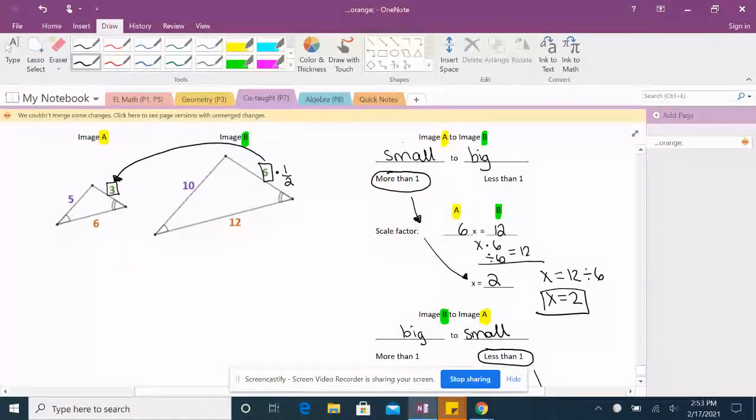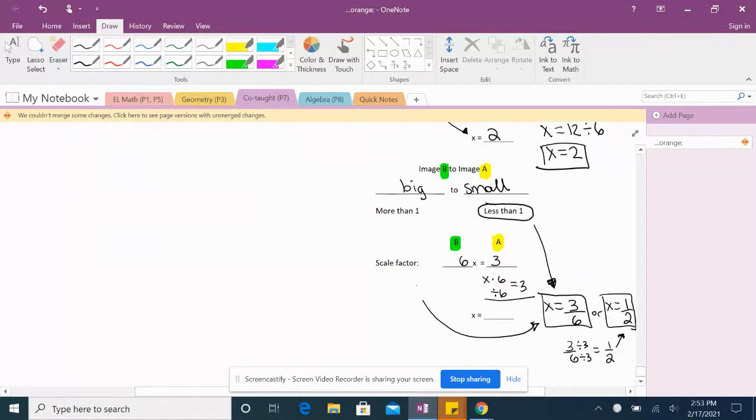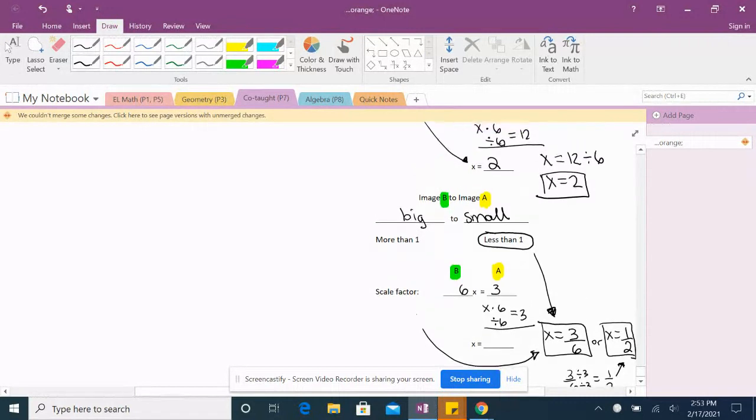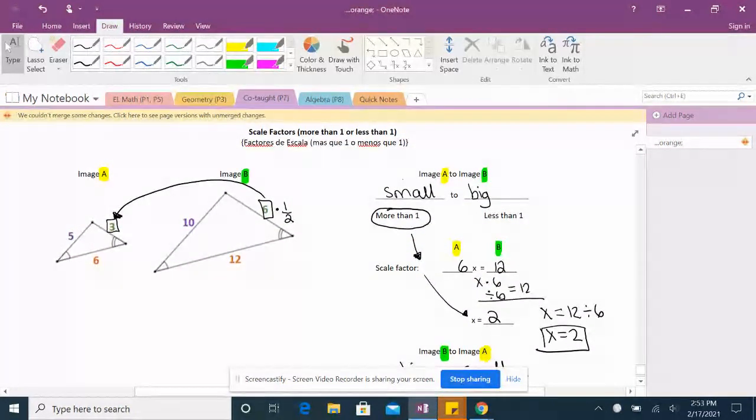Este significa el factor de escala para B a A es 1 sobre 2 o 3 sobre 6. Entonces, multiplicamos esos dos y tenemos la respuesta para 3. So, 6 times 1 is 6. 1 times 2 is 2. And 6 divided by 2 is 3. Cuando multiplicamos esos dos, podemos obtener los números a la izquierda.